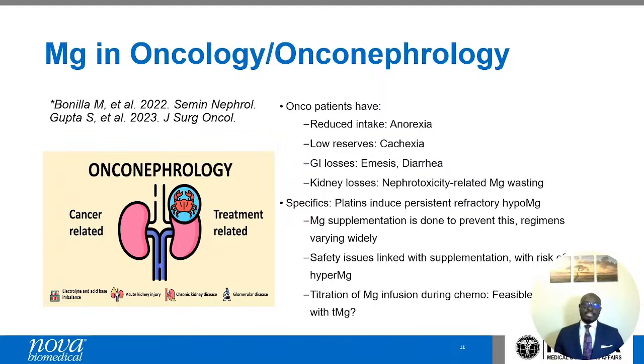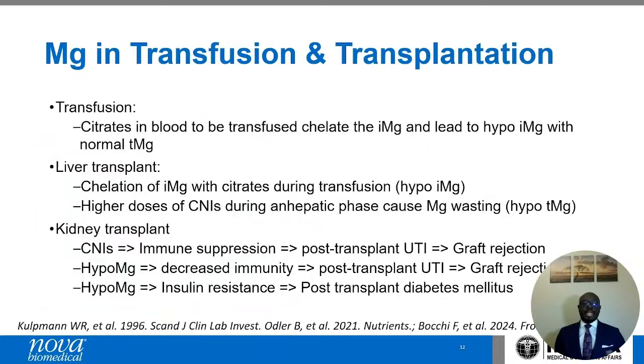So in these patients, it's very important to do magnesium supplementation, and this supplementation most times is based on a serial measurement of magnesium levels, which in most cases is done in total magnesium, but can be done in the moment if you titrate during the treatment with platins to ionized magnesium, which can be measured more quickly. Another instance where magnesium levels are important is in transfusion and transplantation.